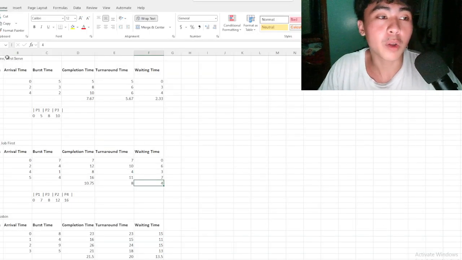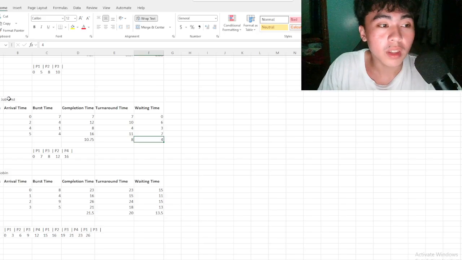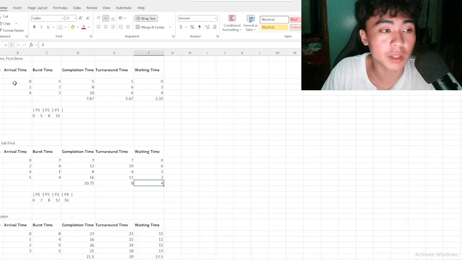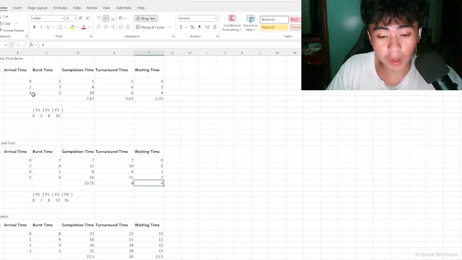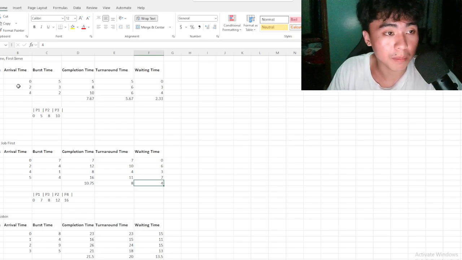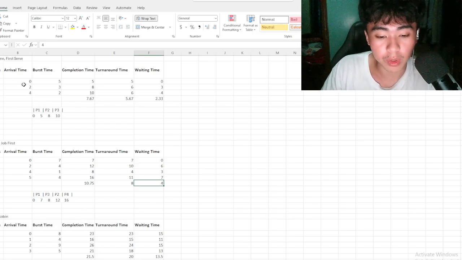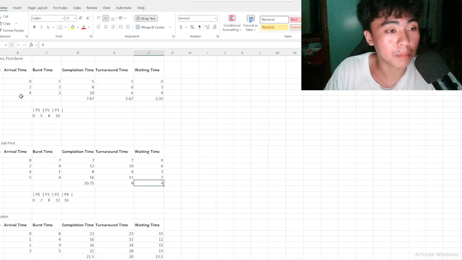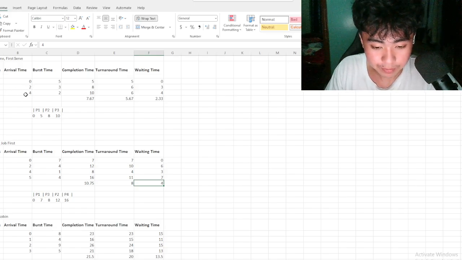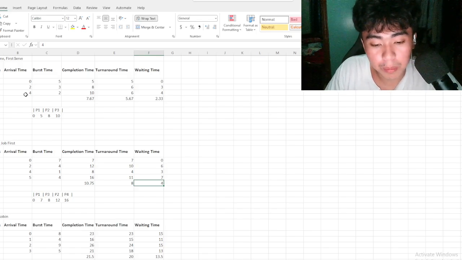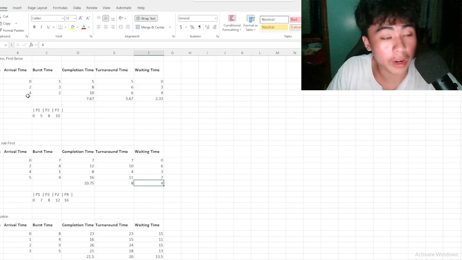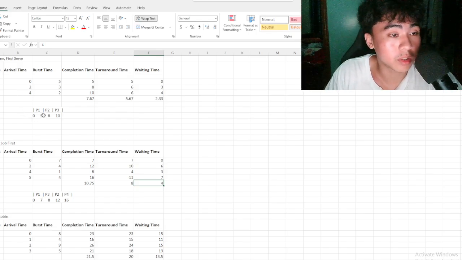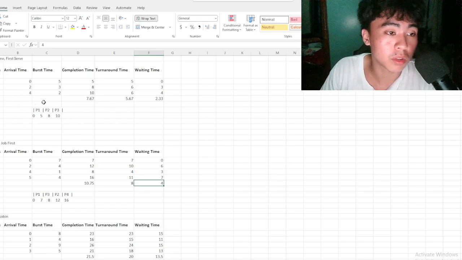I'm going to discuss first come first serve, shortest job first, and round robin. So let's begin. The processes are already sorted by arrival time. P1 arrives at 0, P2 arrives at 2, and P3 arrives at 4. The CPU serves processes in the order of their arrival time. Let's go step by step using the Gantt chart.